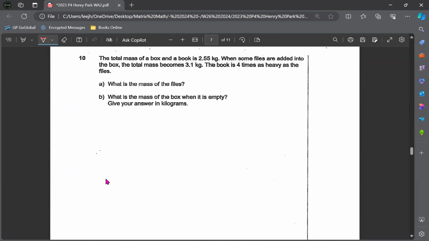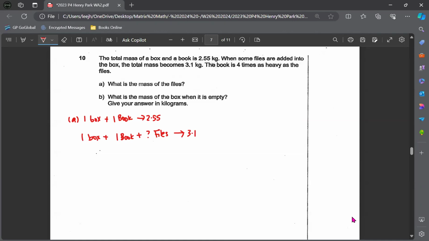So we know one box and one book is 2.55, right? So I write down one box plus one book, 2.55. And you know that one book, when some files are added into this group here, right? So that means one box plus one book plus, I don't know how many, some files, right? It becomes 3.1.